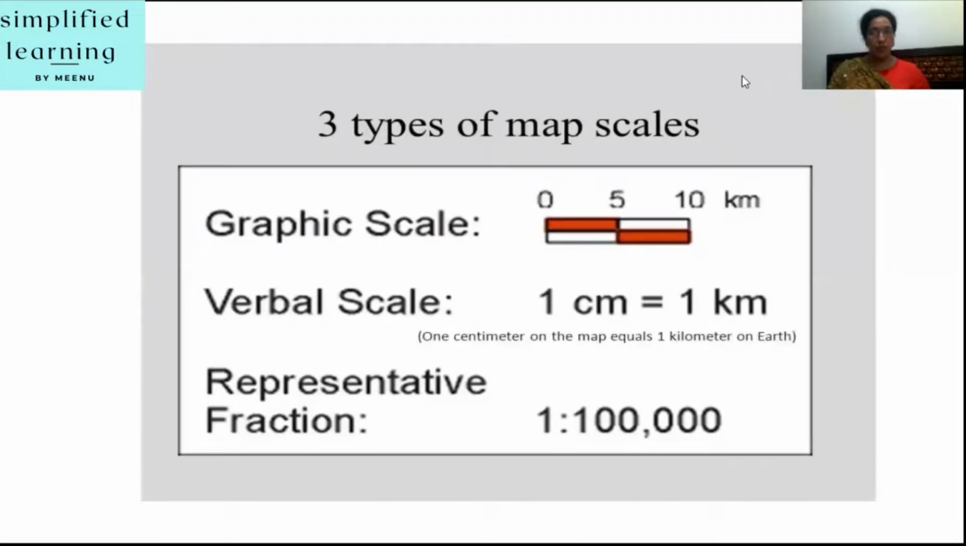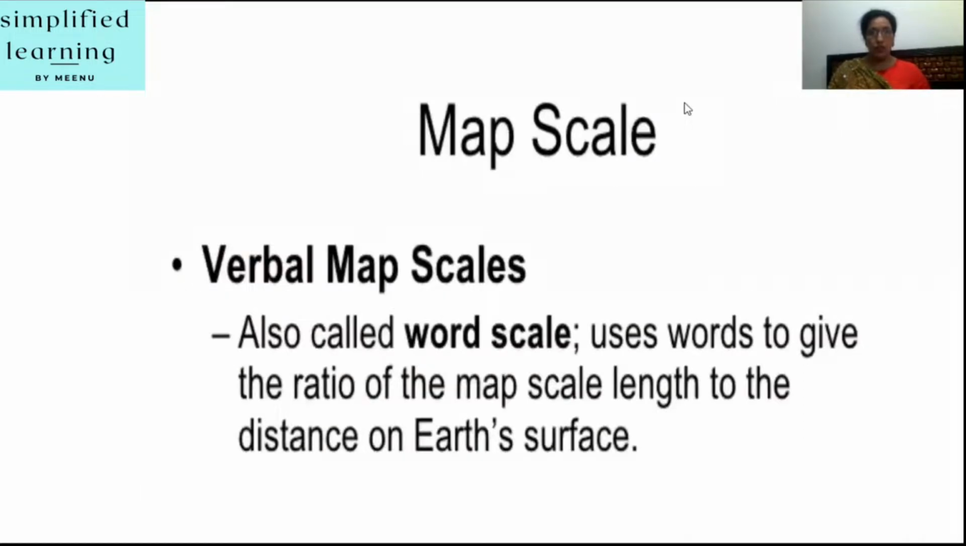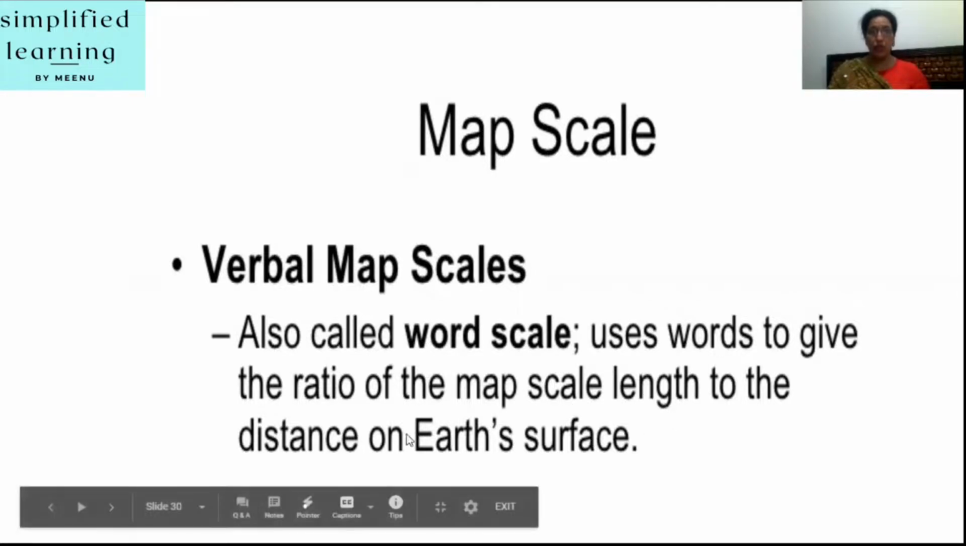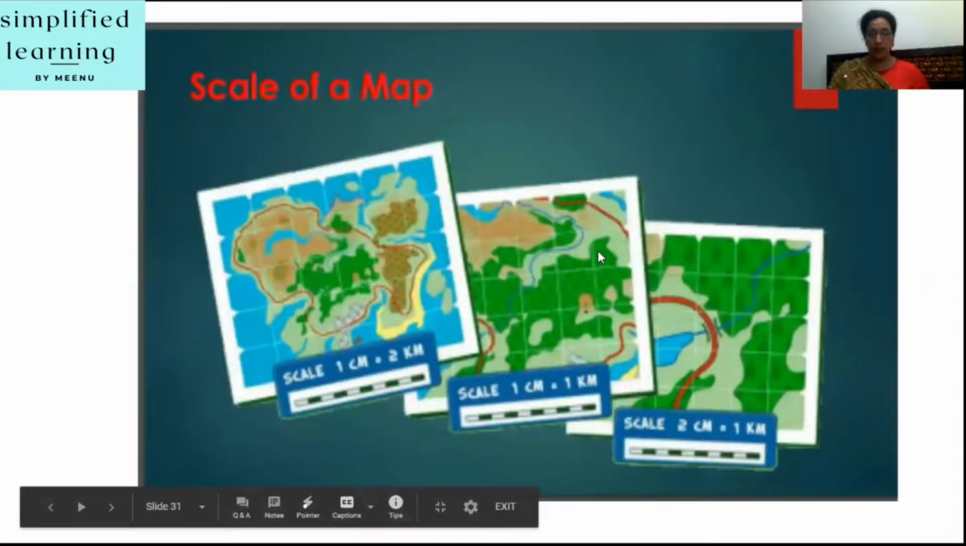So there are three types of map scales: graphic scale, verbal scale, representative fraction. Let's do them one by one. So the first is verbal map scales. Also called word scale, it uses words to give the ratio of the map scale length to the distance on Earth's surface. Let's try to understand.